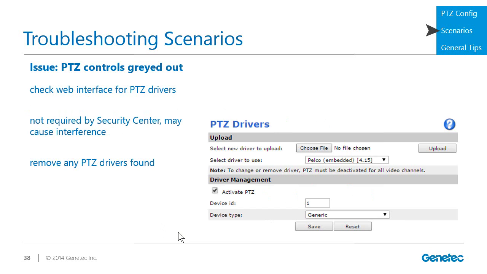Now for some encoders or IP cameras, we may have to install drivers to use the PTZ controls from the web page. Now this has caused interference in some cases if we set this up from the web interface. So a good tip would be to log into the web page for the unit and remove any PTZ drivers that have been installed.